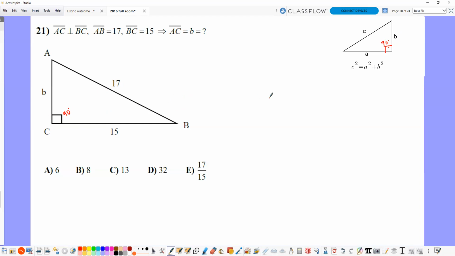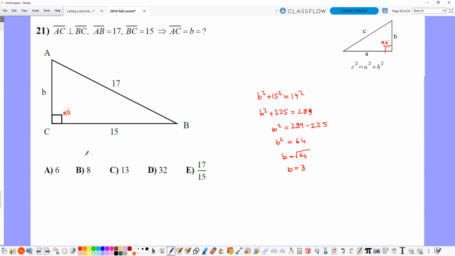Okay, so b squared plus 15 squared is going to be equal to 17 squared. B squared plus 225 is equal to 17 squared, 289, I remember. So b squared is equal to 289 minus 225. B squared is equal to 64, and b is equal to root of 64, which is 8.